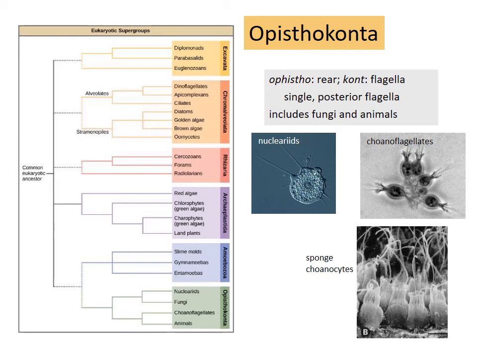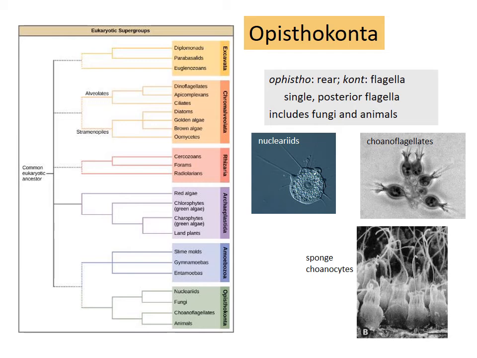So if you're thinking about things that you might be familiar with that have rear-facing flagella, I don't have a picture of one. A sperm cell has a rear-facing flagella, okay? So in this group of the Opisthokonta, of this eukaryotic supergroup, guess who you find? You find the animals. And you find the fungi in there, too.